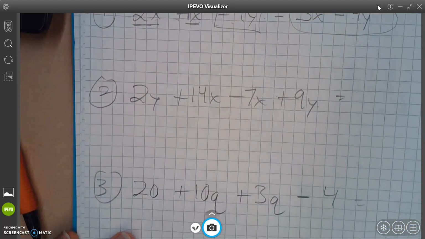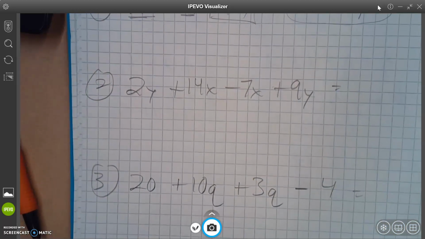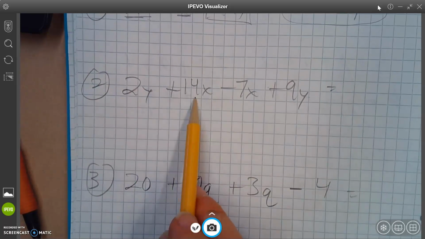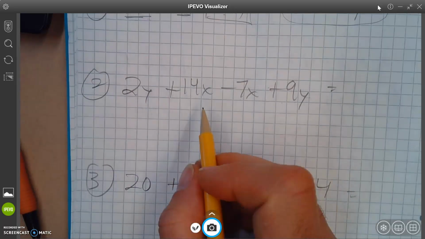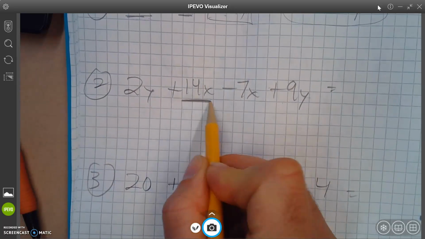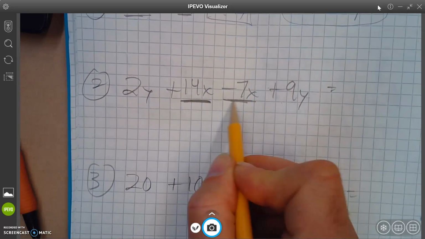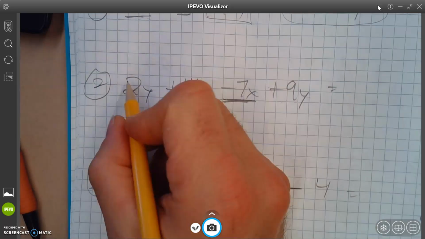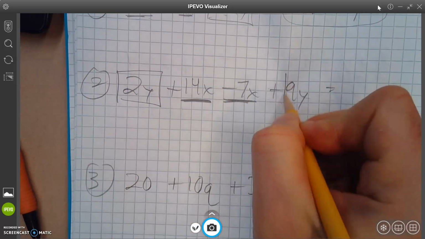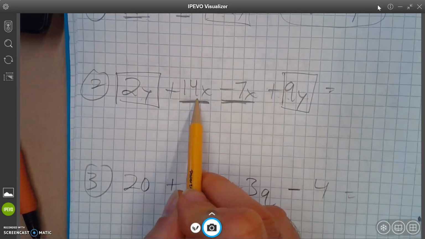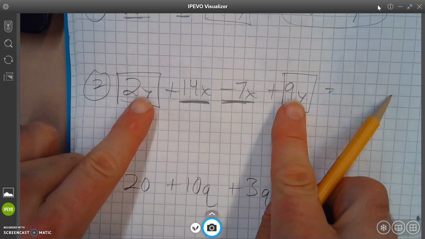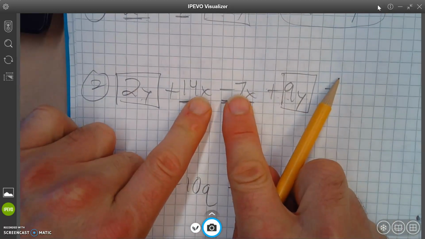Ooh, look at this one. It's got x's and y's. Go ahead and give this one a shot. 2y plus 14x minus 7x plus 9y. Give it a shot on your own. Ready, set, go. All right, what do I see? I see 14x and I see negative 7x. Then I see 2y and 9y. Make sure I have different boxes or underlines depending on the like terms. So these are like terms and these are like terms.